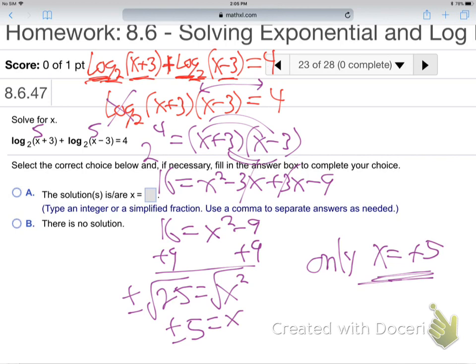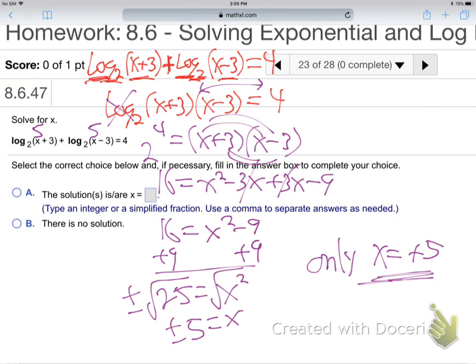Usually, one of the 2 answers is bad. Not always, though. They can both be good. They can both be bad, and it's no solution. But usually it's 1 good, 1 bad from logs. And usually it's the lower one that's bad, but not always. Questions on that one? Is that making sense?